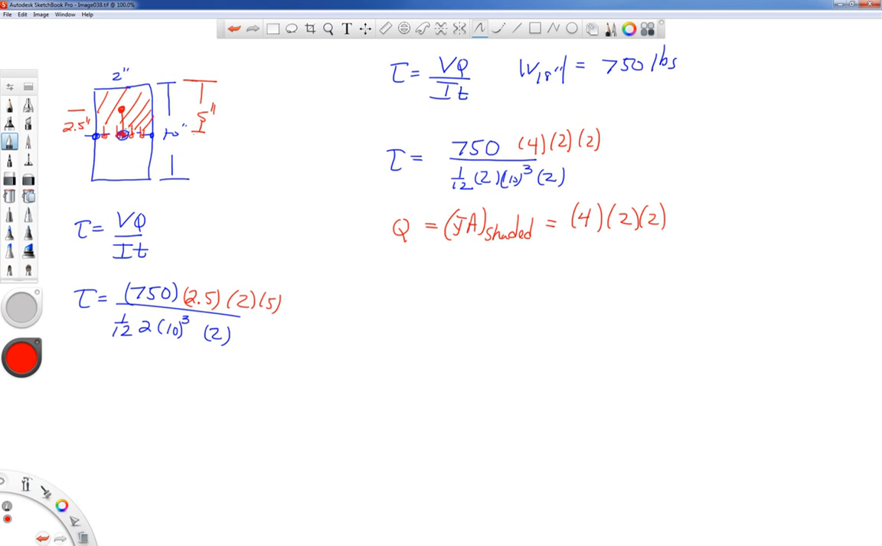Now, as we get closer and closer to the centroid, you'll notice that the y bar distance gets smaller, but the area gets larger. If the thickness stays constant, the maximum transverse shearing stress would be at the centroid of the cross section. If the thickness decreases or changes, we may have to do some additional calculations to check a couple spots, and I'll show you an example of that in another moment. Let's do another location.